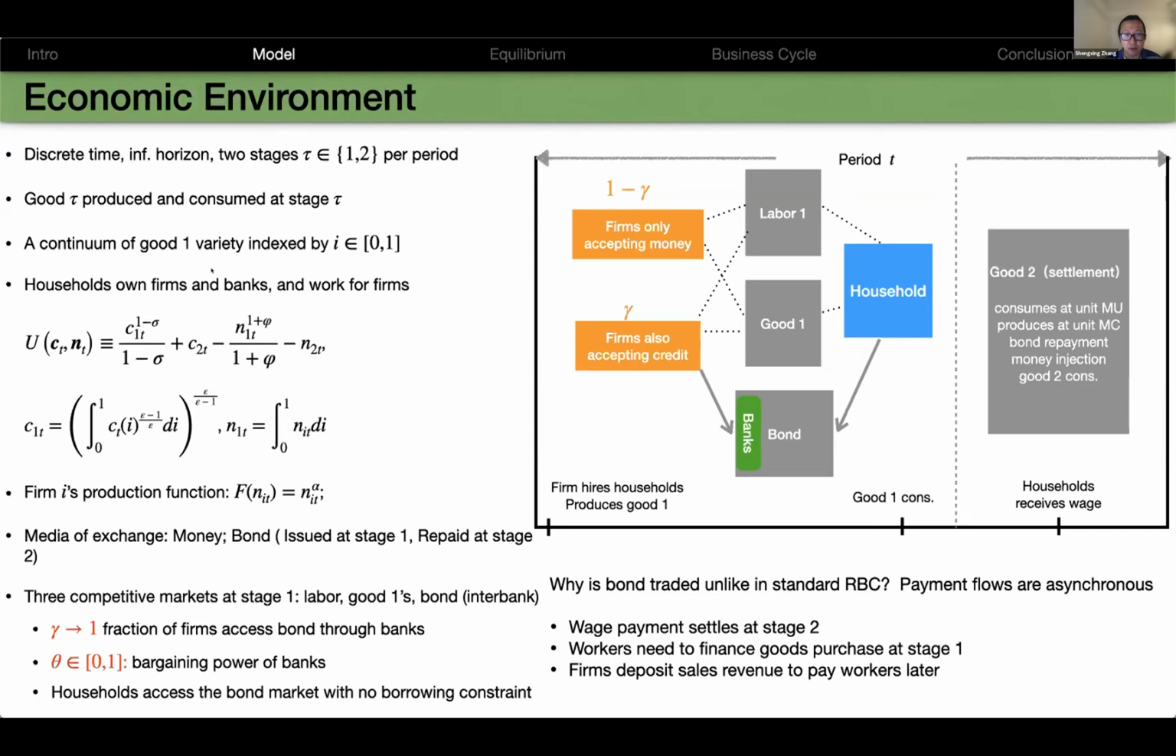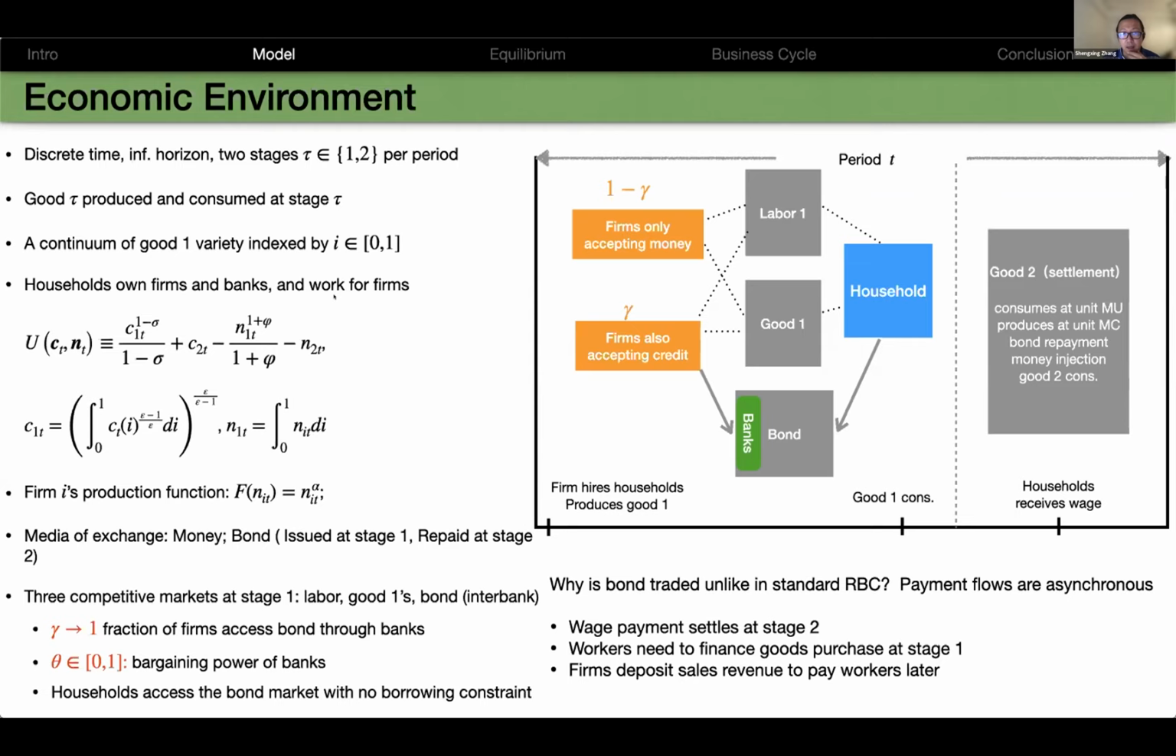And the households are identical, so it's a representative household. Those households own the firms producing consumption goods and financial intermediaries that we call banks. The bank will intermediate some alternative medium of exchange. And the household also supplies labor to firms producing consumption goods.